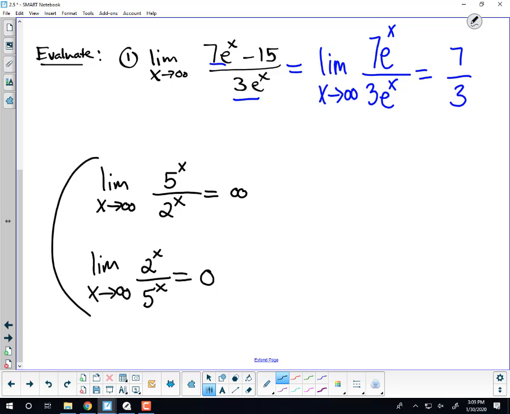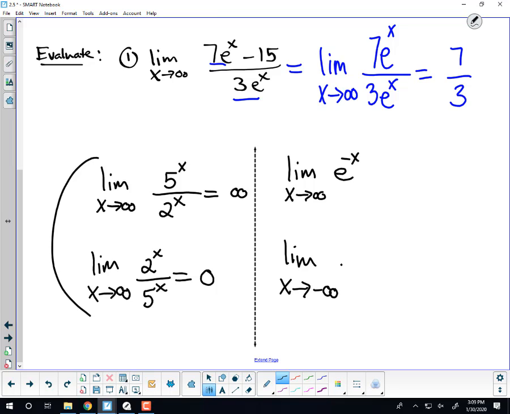You can also look at this in the same way. If we ask what's the limit as x approaches infinity of e to the negative x, in other words, what's the end behavior of e to the negative x instead of e to the positive x? What happens there? Well, you get the reverse of what we have up here.